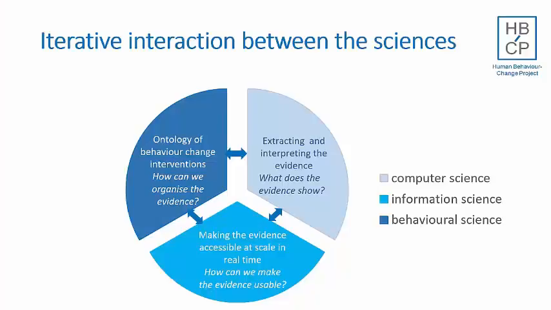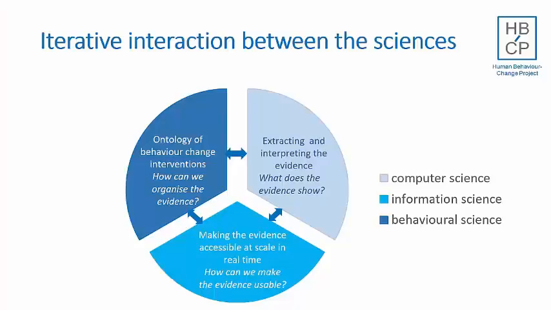And I'm going to be describing this diagram, but I'm going to take you through it in pieces. So we're talking about an interaction between 3 sciences, and it's not something that happens once. It's an iteration. It's going to come and go in different phases of the project. So there are 3 sciences: computer science, information science, and behavioural sciences. The behavioural science is going to deal with the ontology of behaviour change, answering the question, how can we organise the evidence in an ontology?